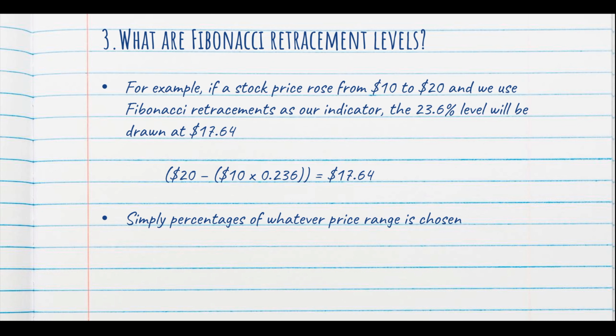We achieve this number by taking $20 and subtracting from it 23.6% of $10. So that would be $10 times 0.236, and if we subtract that from 20, we are left with $17.64. So Fibonacci retracement levels are simply percentages of whatever price range is chosen.